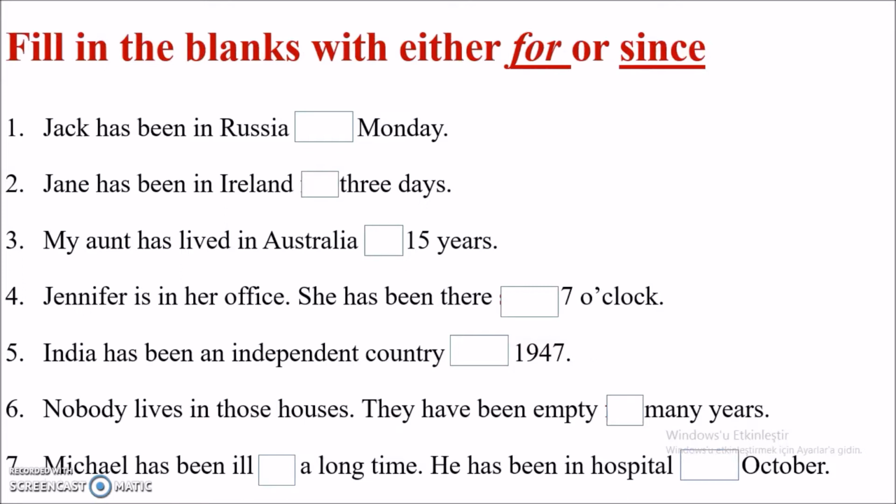We just need to write for or since in the blanks. The thing that you need to pay attention to is the word or word phrase that we use after for and since. Let's have a look at the first sentence. Jack has been in Russia for Monday or since Monday. This is what we are trying to decide. So we are trying to decide if we are talking about the duration of something or the beginning point of something. So in the first sentence, we would say since Monday because the action started on Monday. So that is why we are using since.